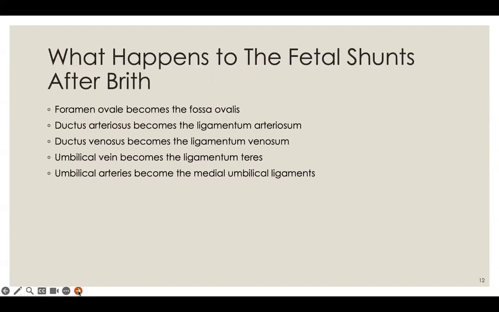What happens to the fetal shunts after birth? So after birth, the fetal shunts close and form permanent structures in the body. The foramen ovale closes and becomes the fossa ovalis. The ductus arteriosus seals off and turns into the ligamentum arteriosum, while the ductus venosus gradually closes and becomes the ligamentum venosum. The umbilical vein turns into the ligamentum teres, and the umbilical arteries become the medial umbilical ligaments. These changes will allow for the newborn circulation to switch from relying on the placenta to using the lungs and liver for oxygen and nutrient delivery. And this is really important once the baby is born.